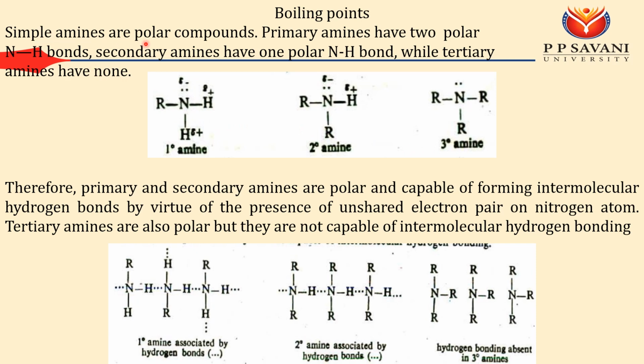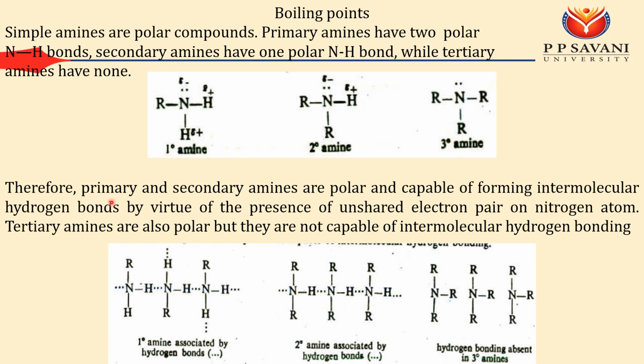Simple amines are polar compounds, and primary amines have two polar N-H bonds. Whereas for secondary amines there is only one hydrogen, so there is only one polar N-H bond. However, in tertiary amines there is no hydrogen. So amines can easily form intermolecular hydrogen bonding.